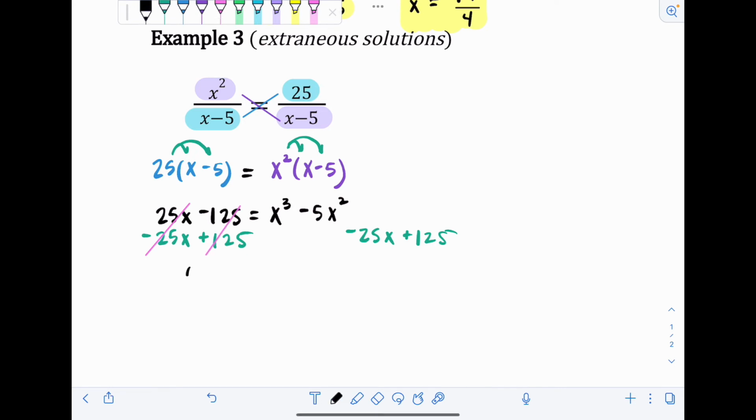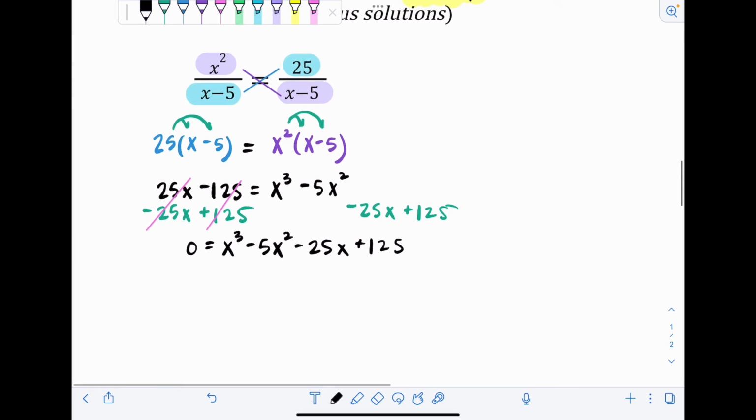So this would be a 0 because I canceled everything out on that left side, and then x cubed minus 5x squared minus 25x, and then plus 125. And then now I have a polynomial that has 4 terms. So when we do 4 terms, we do factor by grouping.